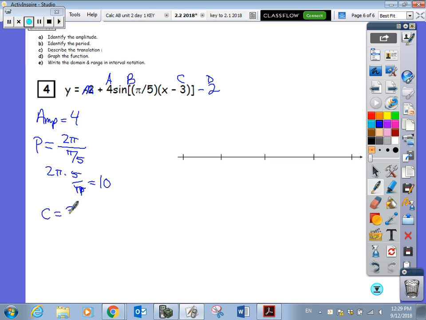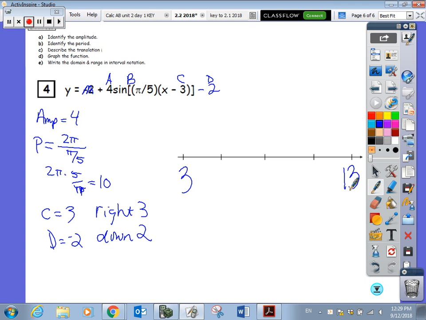C equals 3. Notice our C and our period are like terms. If you put 10 pi here and this was 3, you knew somewhere you did something wrong. Or we can say right 3. We can say D equals -2, or we can say we're going to move down 2. So right 3. So we're going to start at 3, and then we're going to add the period. So from 3, we're going to add 10 to get 13.